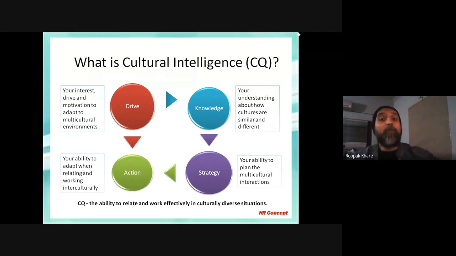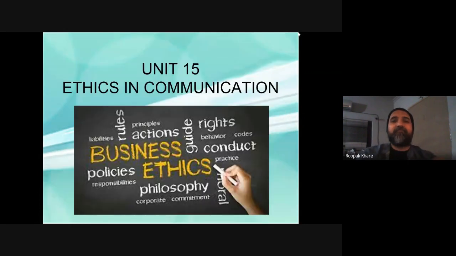Strategy, how do you plan to use that knowledge? Your interest, your drive, knowledge and drive, how do you plan to use it? What is your strategy? And then what are the actions that you actually take? Your ability to adapt when relating and working interculturally. So, drive, knowledge, strategy, and action. And this continues. It is not in a specific order or something that happens only once. This keeps happening continuously, right? It's a cycle in a way.